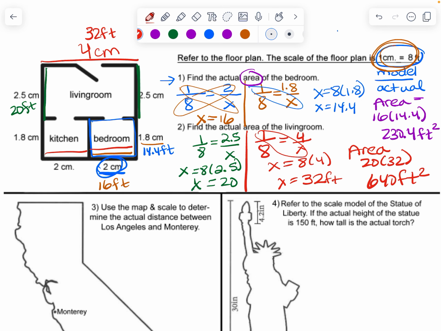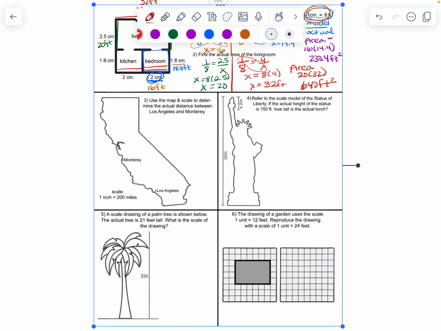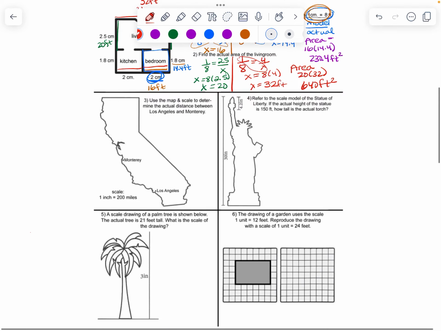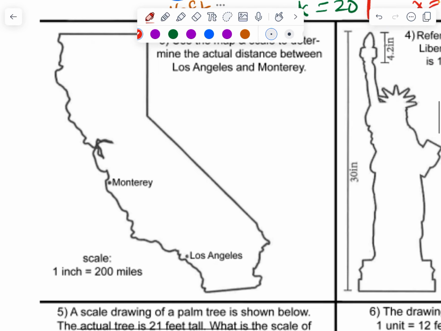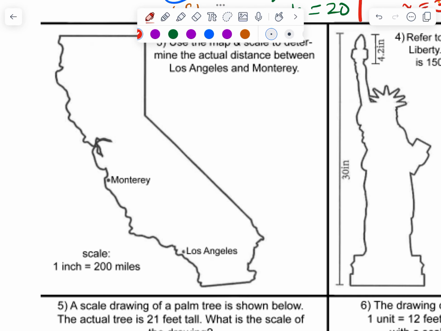All right, moving right along to our map. Again, a map is just a scale drawing, and just like the blueprint or the floor plan, it comes with a scale. You'll see that on all maps. It says that 1 inch on our map, on our picture on the notes, equals 200 real life miles. So we're gonna take our ruler and measure from here to here, Monterey to Los Angeles. I've already measured that. I know that it is 1.5 inches.